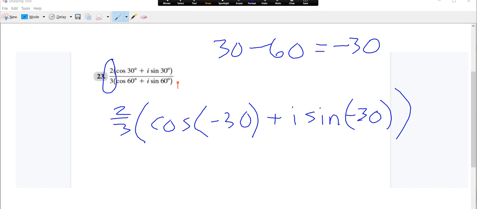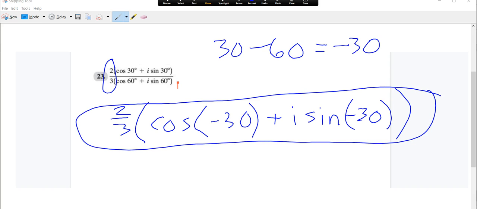Okay? Did they want me to go further? Did they want me to simplify this into something or just put them together? I think they just wanted me to put them together. Yep. Okay, that sounded gross. All right. Oh, wow. That was easy.